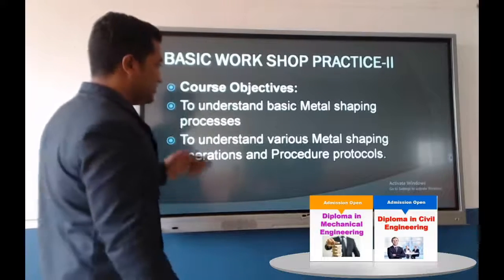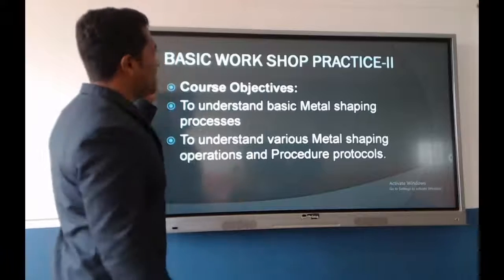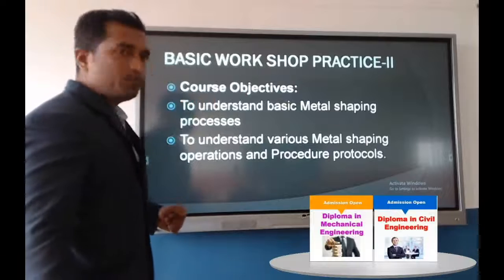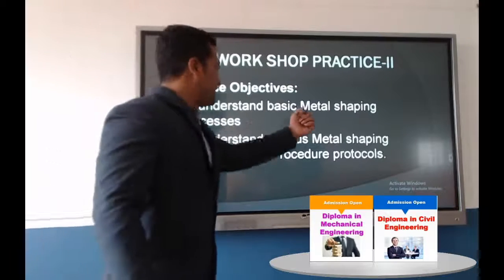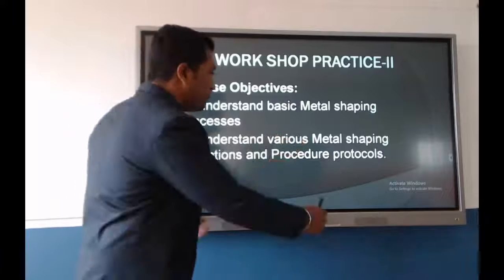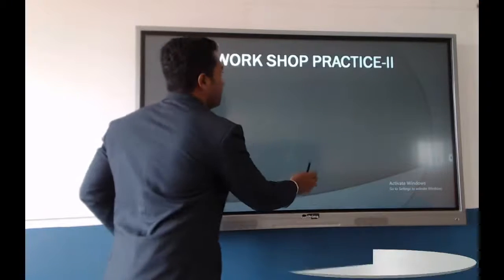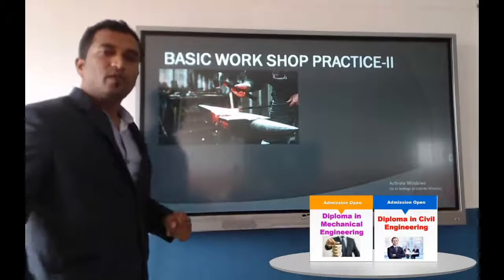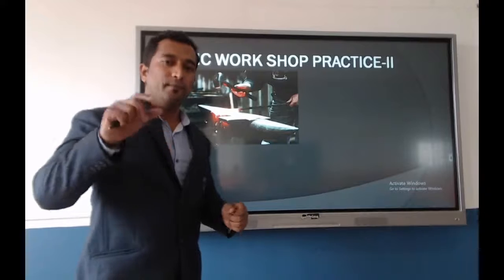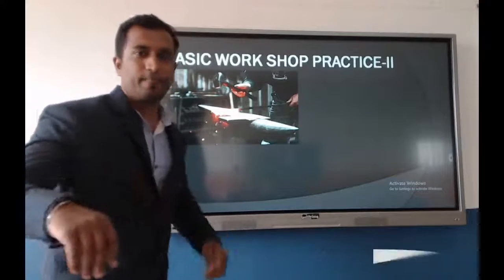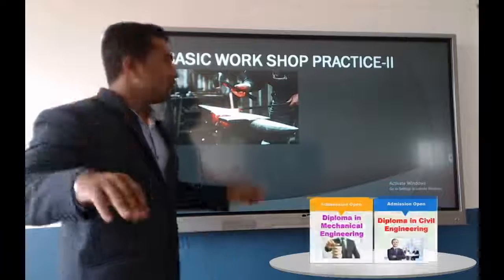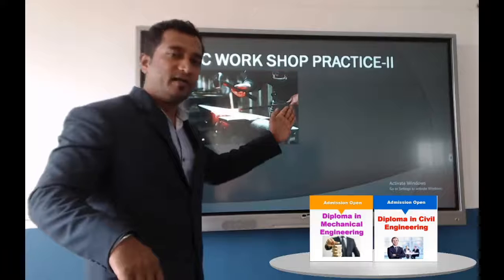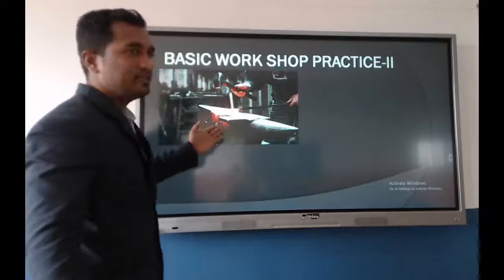Now in the same semester, in the third semester, we again have basic workshop practice 2. The main objective of this lab is metal shaping and various procedures to shape the metal. Now first, forging. In forging what do we do? We heat the metal and we hammer on that and we make the required shape of that metal.